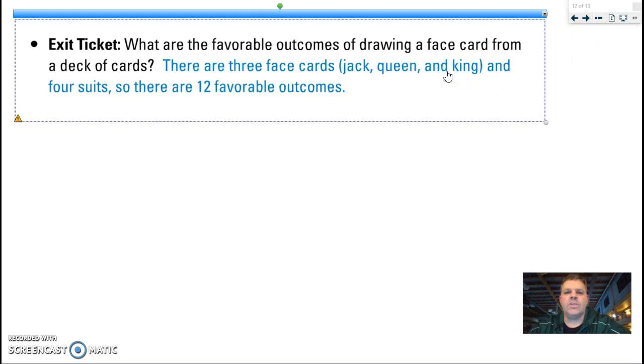So there are 3 face cards: queen, jack, king, and 4 suits, so there are 12 favorable outcomes. Again, an ace is not a face card, as I mentioned earlier. Jack, queen, and king are cards that actually have a face on them. So 3 face cards in each suit, 4 suits, therefore there are 12 favorable outcomes.